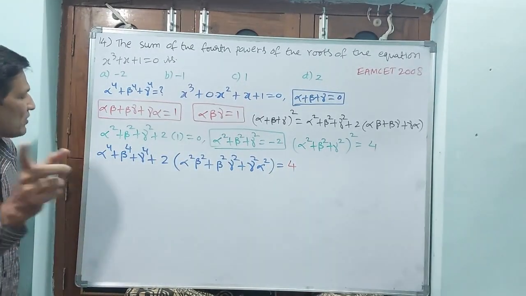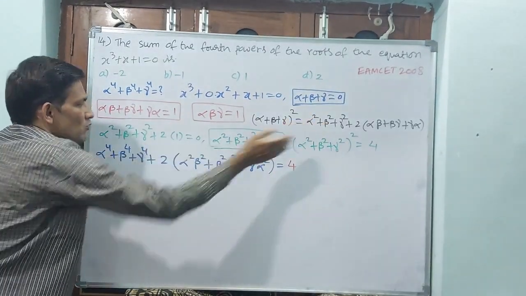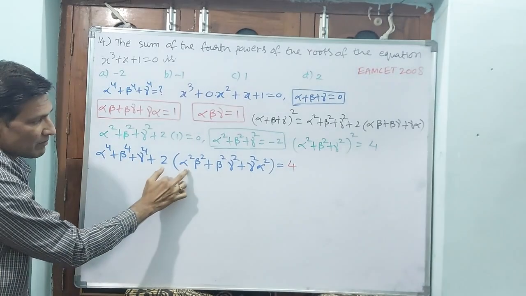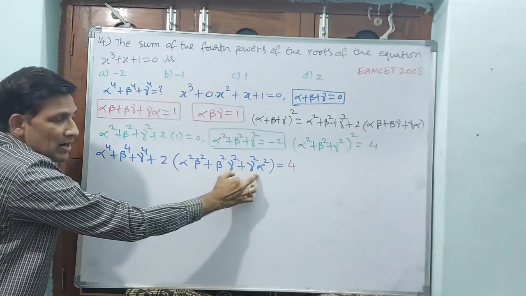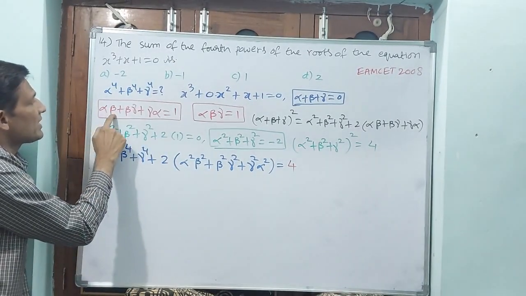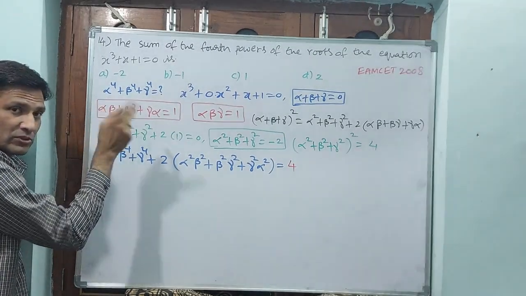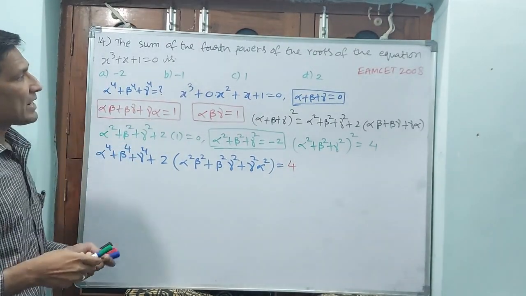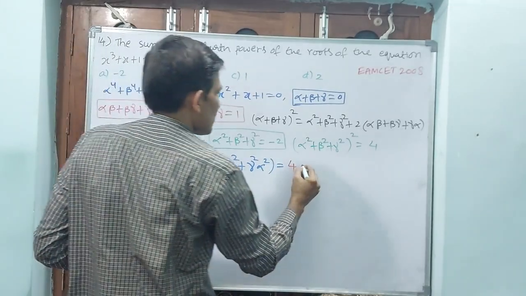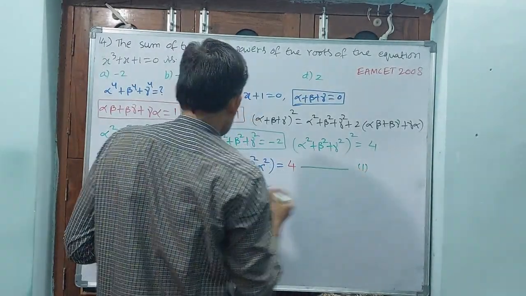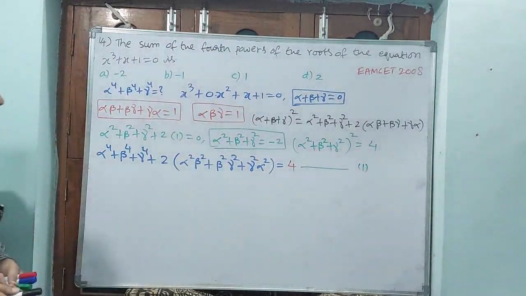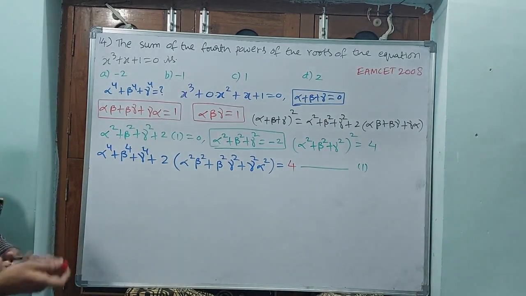You wait, you observe carefully. Here this has squared, it has come. But here also alpha beta square, beta gamma, gamma alpha square is there. See here, alpha beta is there. If you square from here also, that equation you will get. Meanwhile, what I am doing, I am taking this as equation number 1, and I will proceed further.